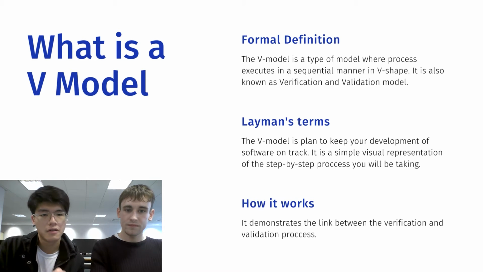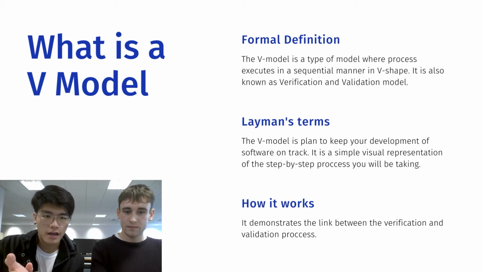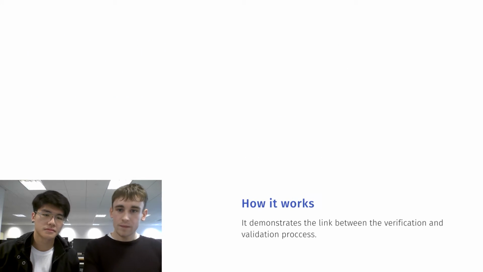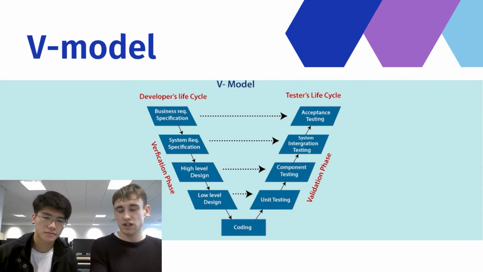Put simply, V model is a plan that keeps you from going off track by showing a step-by-step guide, in which each level of the verification and validation process is closely linked together. So let's take a look at the general overview of what the V model actually looks like.